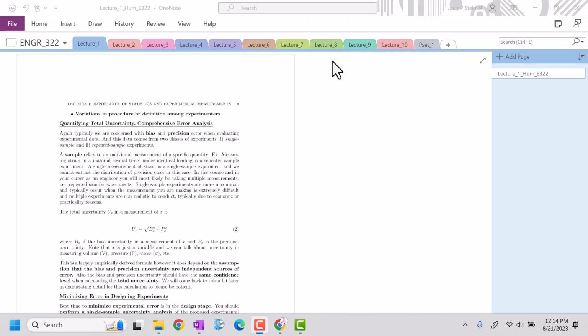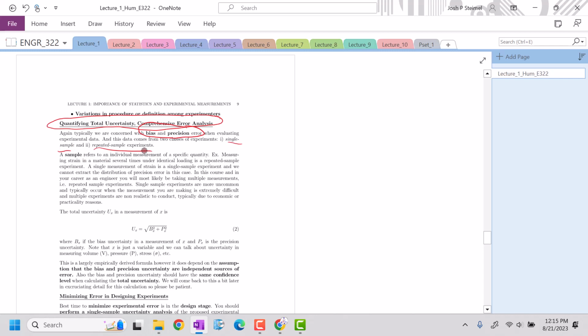Hello, everyone, and we are back, and we are now going to talk a little bit about, again, our goal is to create this kind of quantitative analysis for obtaining total uncertainty of our measurement. So it's a comprehensive type of error analysis. The two predominant forms of error that we're going to be dealing with most often are bias and precision error. And when you do an experiment, you typically either do a single sample experiment or repeated sample experiment.